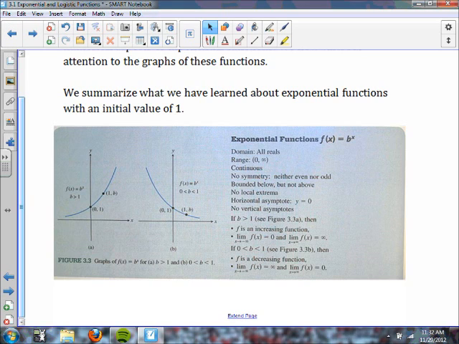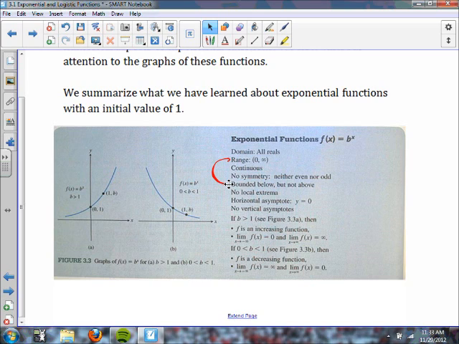The domain of all exponential functions will be all real numbers. Range will be 0 to infinity. It will be continuous. There's no symmetry. It'll be bounded below. Remember, boundedness and the range go together. There's a boundary on the bottom part of the range, so that's why it's bounded below. There are no local extrema, so no mins and maxes. There's going to be a horizontal asymptote at y equals 0, no vertical asymptotes.